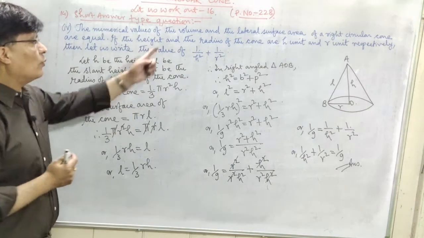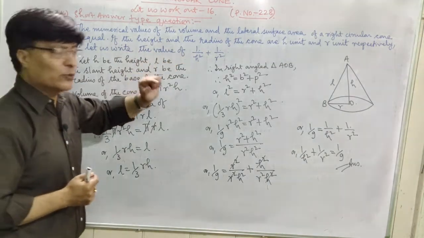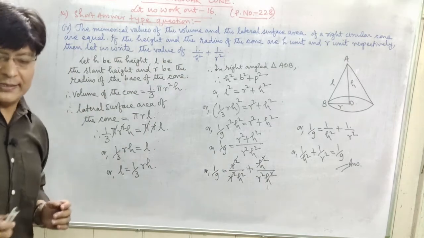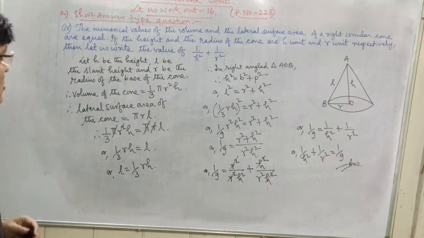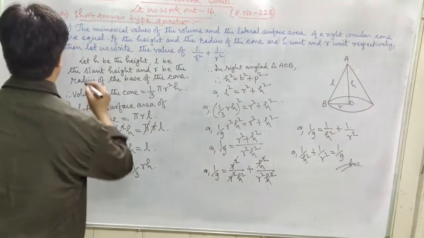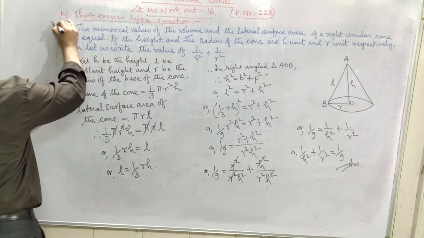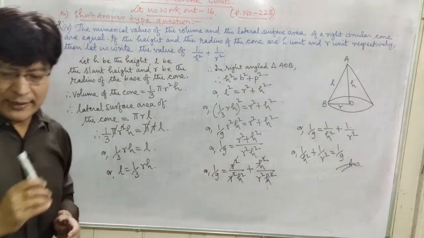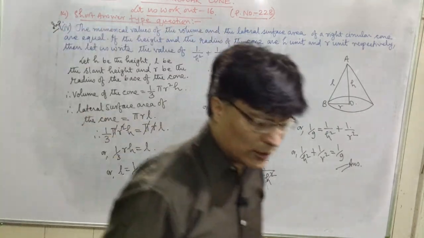So what is the value for 1/h square plus 1/r square? It is 1/9. So that is the final answer. So I think you have understood it. So you can copy it. So you can mark this question. This question is very, very important. Okay. So you can copy it. Now we'll do the next question.